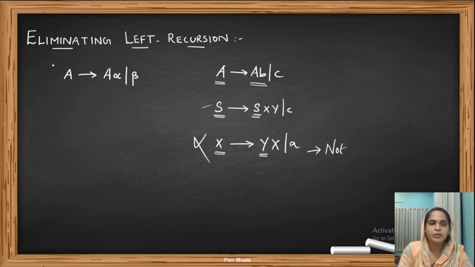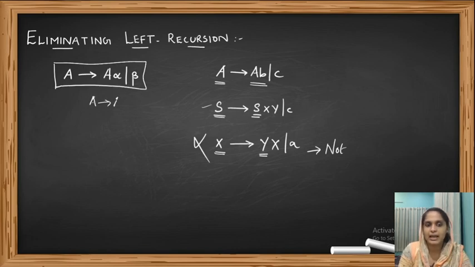Clear? Here you can see that in this given format, there are only two productions. One is A produces A alpha and the other is A produces beta, right? But it is not compulsory that there should be only two productions. It can be three productions, four productions, any number of productions. It can be a single production too. I mean, you can skip this beta portion.